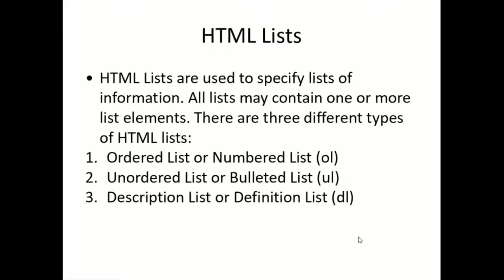HTML lists are used to specify a list of information. All lists may contain one or more list elements. There are three different types of HTML list: ordered list, which is also called numbered list; unordered list, which is also called bulleted list; and third, description list, which is also called definition list. But in this tutorial we are going to focus only on the ordered list.